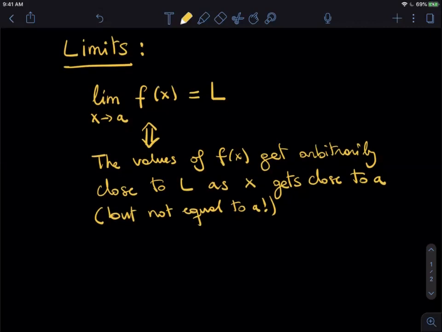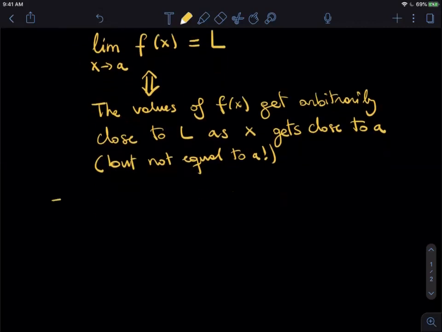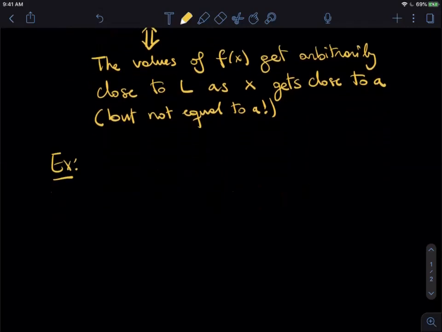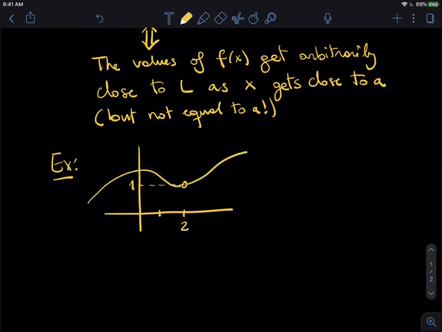So let's see some examples, some graphical examples to see what we are discussing here. For example, let's say this is the point (2, 1), and I have a function that goes like this. And then I ask, what is the limit as x tends to 2 of f of x?